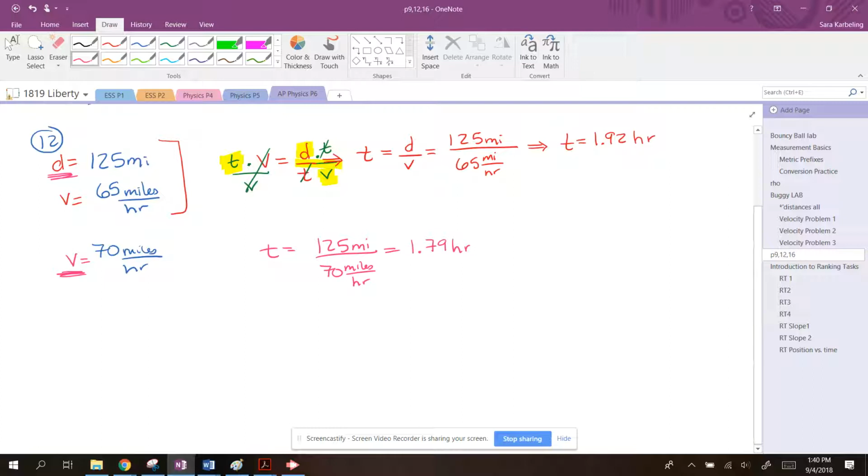So as long as getting pulled over takes less than 0.2 hours, I guess it's okay, right? Maybe financially less than ideal. Yeah. So how much time does he save? We're just going to subtract, right? So 1.92 minus 1.79. How many hours does that save? 0.13. How many minutes is that? 7.8.